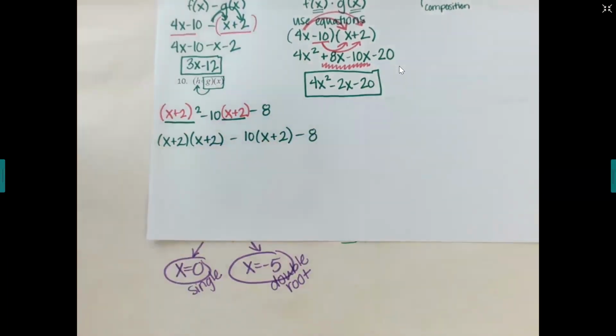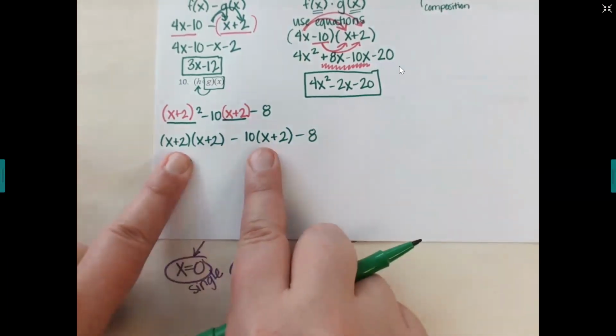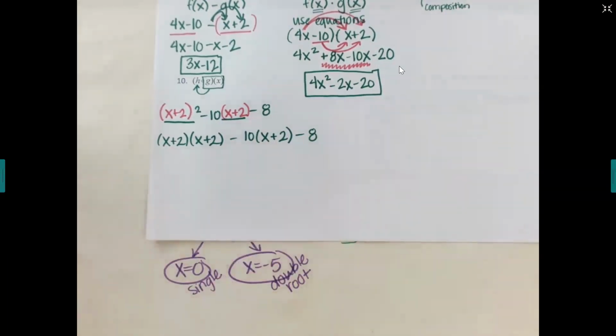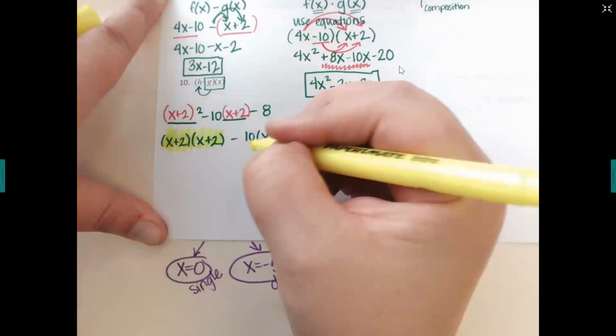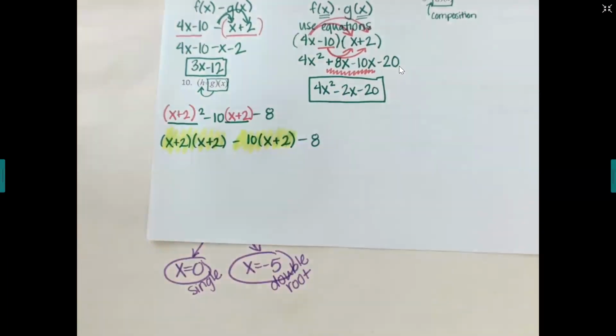You can do it in your head maybe, but I would say, especially on a test, just work it out so you don't make silly mistakes. Okay, go ahead and times this out. Times this out, and then combine your like terms. I'll give you a second to do that. You're going to times these two, times these two, and then combine your like terms.